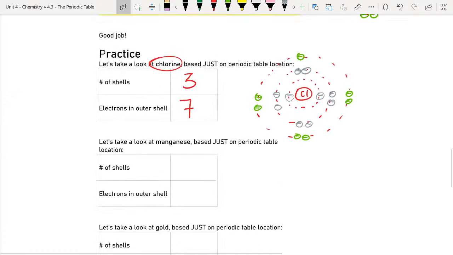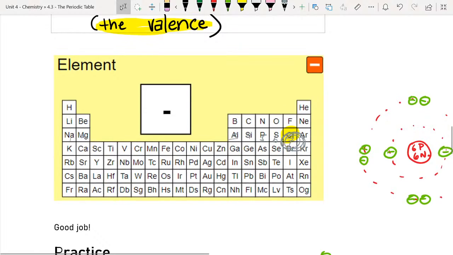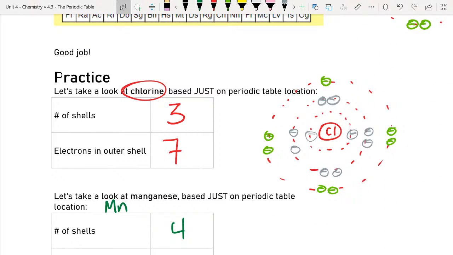Cool. All right, manganese. Did anyone find that? Is that in the third row, Mg? Ah, very close. Mg is in the third row. It's a real thing, but that is actually magnesium. And this is the annoyingly similarly named manganese. Mn. Very good. So we're looking for Mn. And where do we find Mn? Fourth row. All right, let's take a look. We find it right here. So fourth row. So it's got 4 shells.